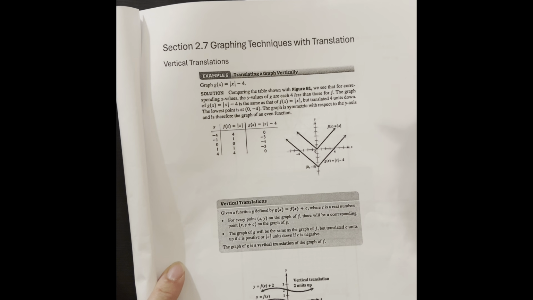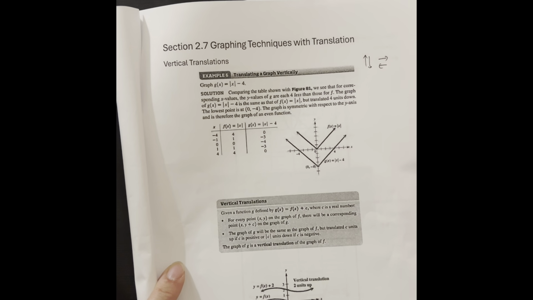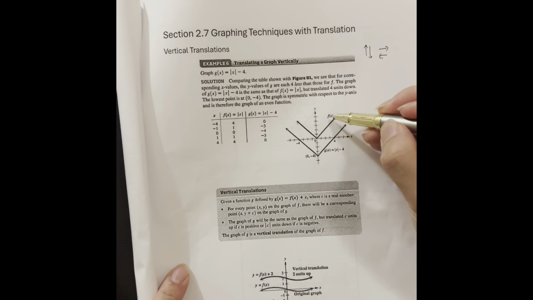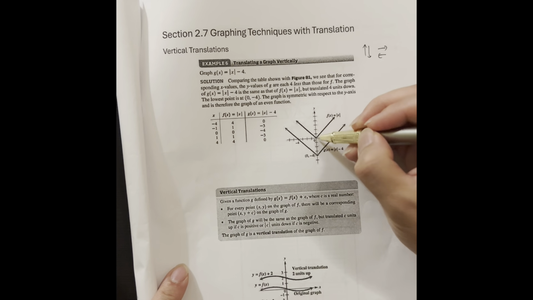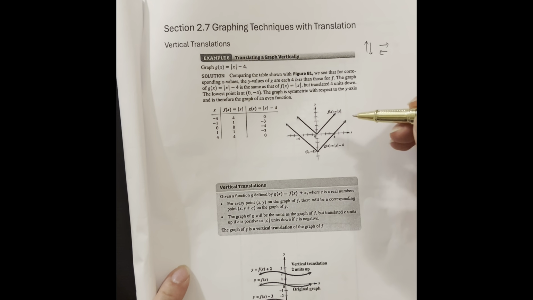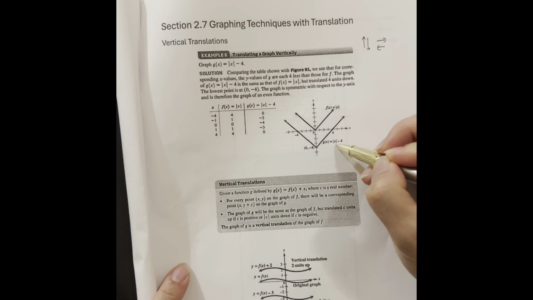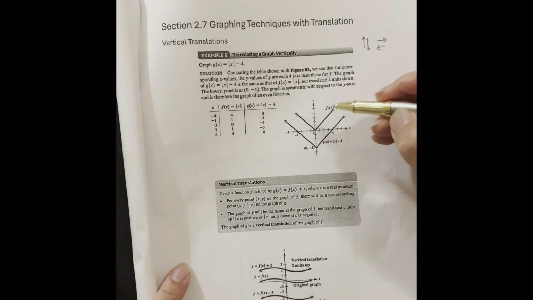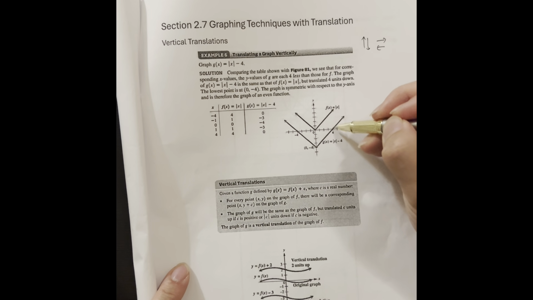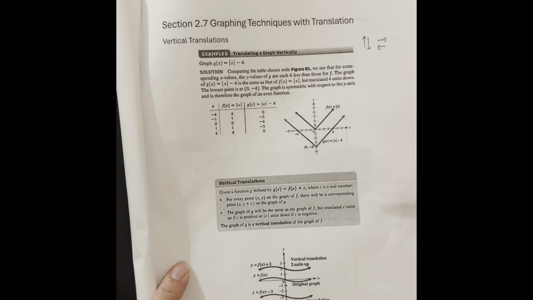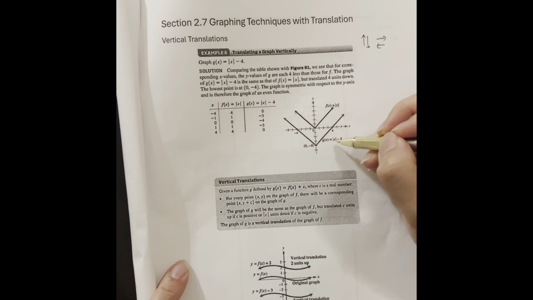Here we're gonna look at a graphing technique called translation. Translation means moving up or down, left or right, or a combination of both. For example, this function f of x equals absolute value of x. That's the graph. And if you want to graph another function, g of x, that is absolute value of x minus 4, we can just move the graph of the function f of x 4 units downward. And we can obtain the graph of the function g of x equals absolute value of x minus 4.